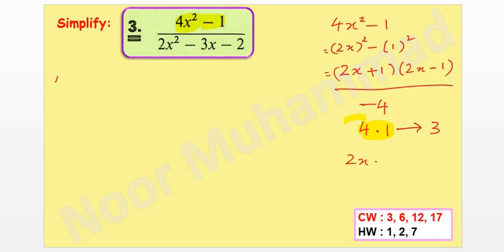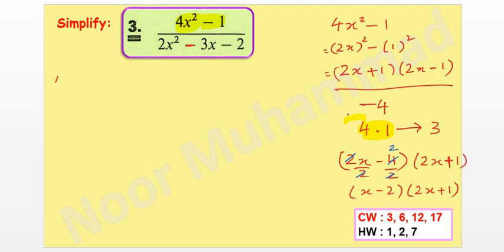So 2x minus 4, because this negative sign will go with the larger number, and then 2x plus 1. It will be opposite, so both of the signs will be different from each other. Now this can be simplified more by 2. So simplify it, 2 will cancel 2, and 4 divided by 2. This fraction can be simplified by 2. So finally our answer will be x minus 2 into 2x plus 1.